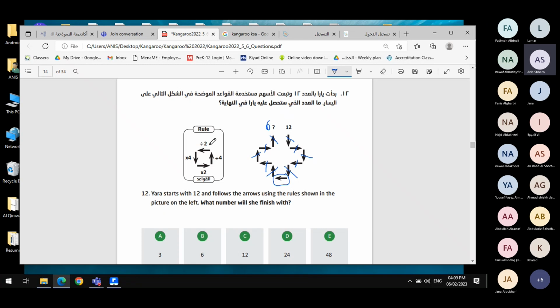Same for left, right. Multiply by 2, divide by 2. So we canceled them. One down will cancel one up. One right will cancel one left. And we did the following. We found that we have only one arrow left, which is divide by 2. So 12 divided by 2 is 6. So directly I'm going to choose the answer B. Okay. Thank you. Welcome.